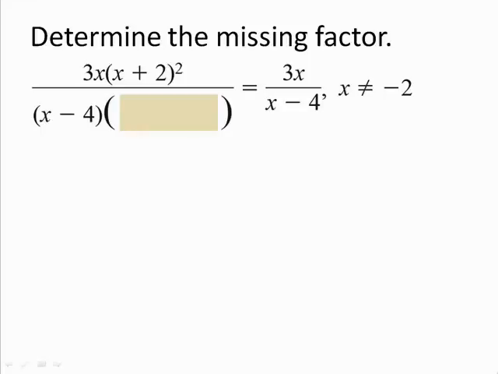The left side of the equation has an x plus 2 squared, where the right side of the equation does not. This x plus 2 squared has to cancel out. The denominator of the left side of the equation is x minus 4 times the missing factor, and the denominator of the right side of the equation is x minus 4. The only difference is this missing factor, therefore the missing factor has to cancel out entirely. Therefore, the missing factor has to be x plus 2 squared, because the x plus 2 squared in the numerator and in the denominator would cancel out.